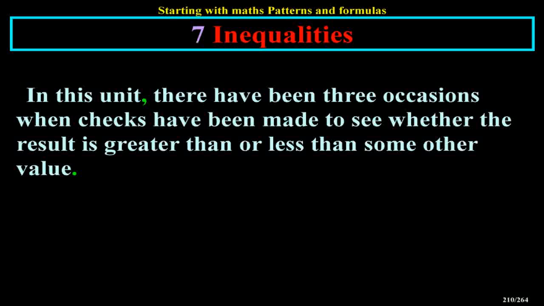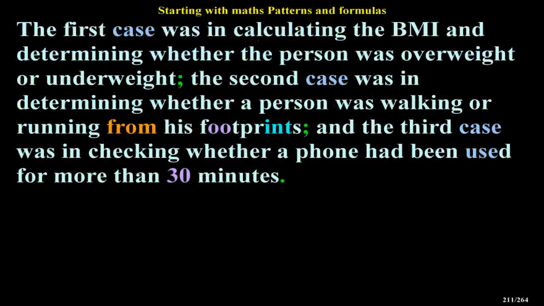7. Inequalities. In this unit, there have been 3 occasions when checks have been made to see whether the result is greater than or less than some other value. The first case was in calculating the BMI and determining whether the person was overweight or underweight. The second case was in determining whether a person was walking or running from his footprints. And the third case was in checking whether a phone had been used for more than 30 minutes.